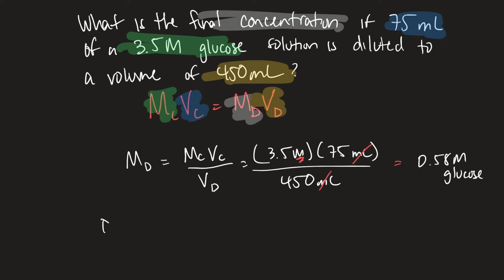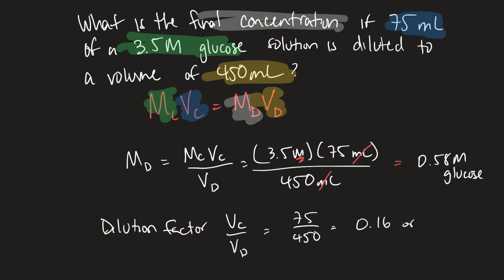Now, if we're looking for the dilution factor, remember the dilution factor is just VC over VD. In this case, it's 75 over 450. That's our dilution factor, and it turns out to be 0.16, or sometimes it may say 1 over 6, or 1 to 6. That's the dilution factor for this question. So this is dilution.